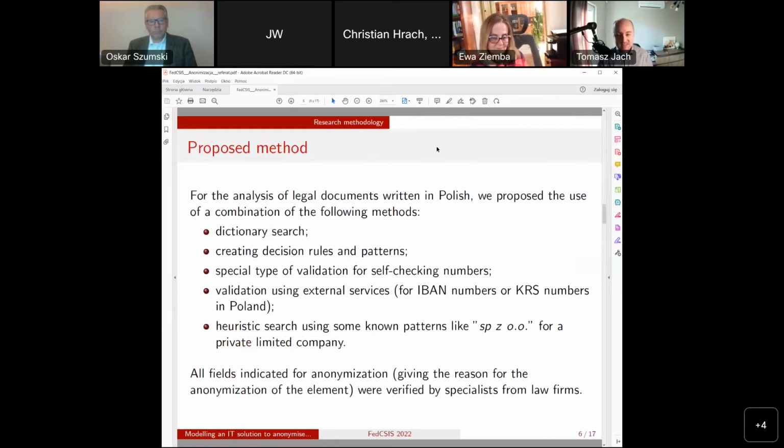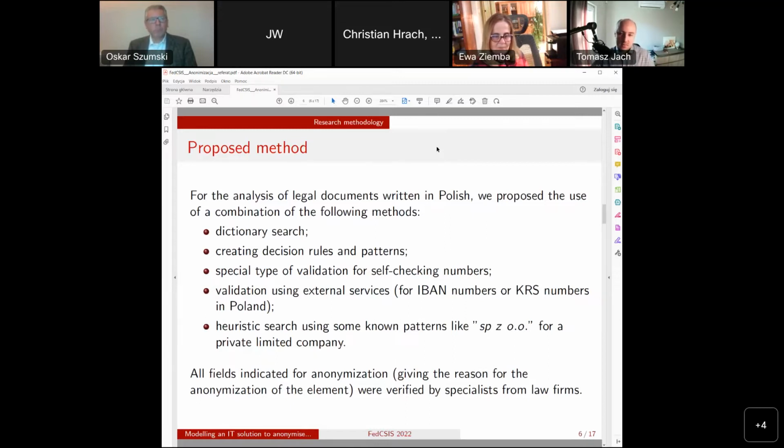First of all, there's a standard dictionary search, where we have a fixed dictionary for the words that we are looking for. For instance, that was a very good idea for first names in Poland, because the list of first names from the national PESEL database, the national database of all citizens in Poland, is publicly known. So we can have the full list of every first name inside Poland.